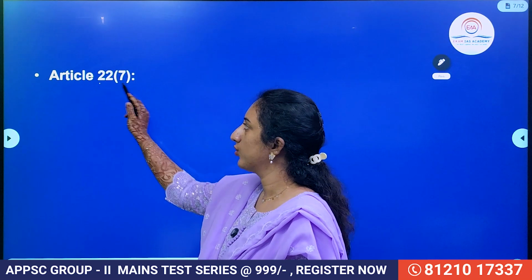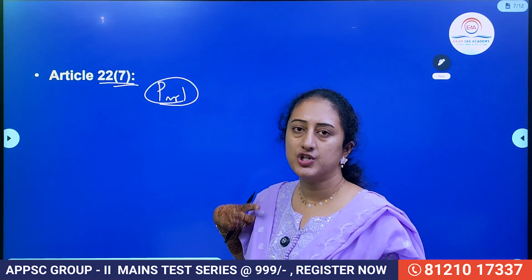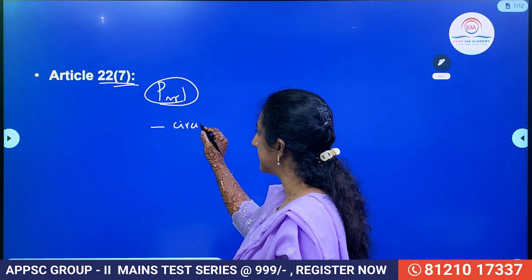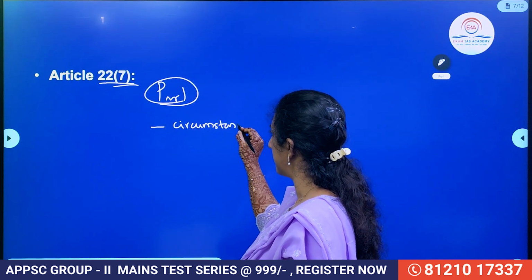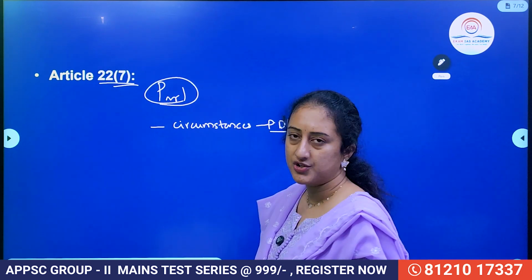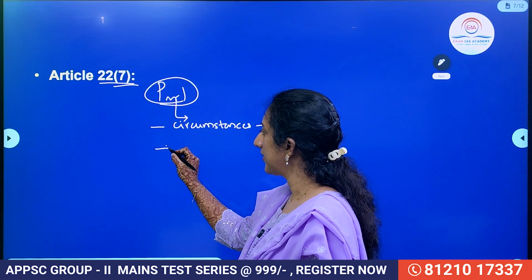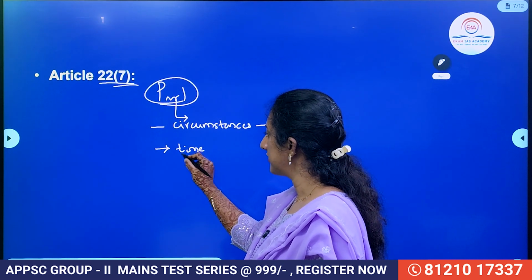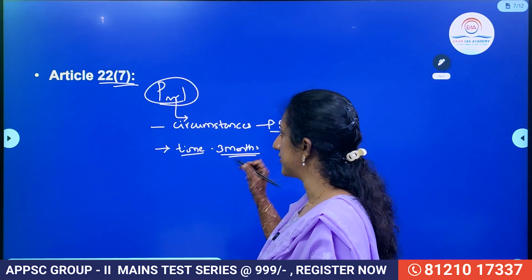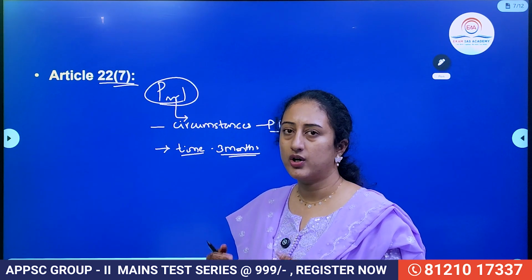Then Article 22 Clause 7. This empowers Parliament. Parliament has the power to make laws with respect to the circumstances under which you can arrest a person under preventive detention law. So the circumstances for arrest under preventive detention law is one thing which is under the Parliament's domain. At the same time, the 3 months of time can be extended or further things can be changed with the consent of the Parliament by law. So these are the provisions mentioned from Article 22 Clause 1 to 22 Clause 7.